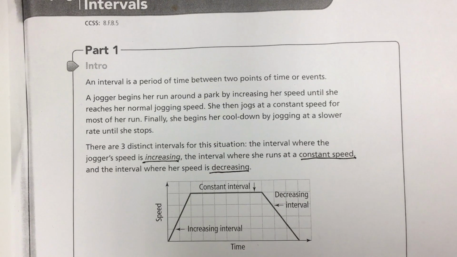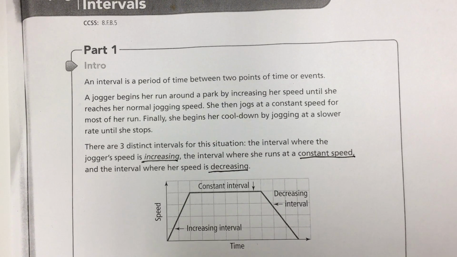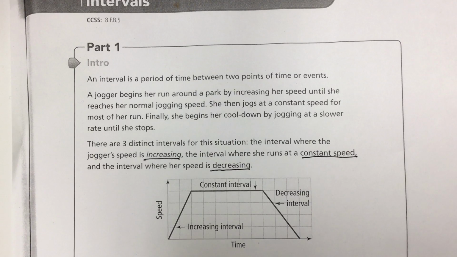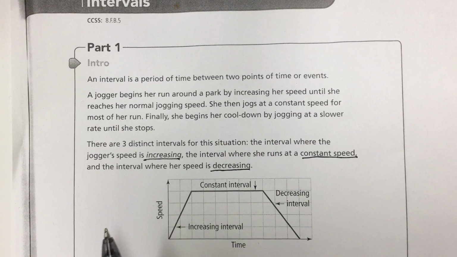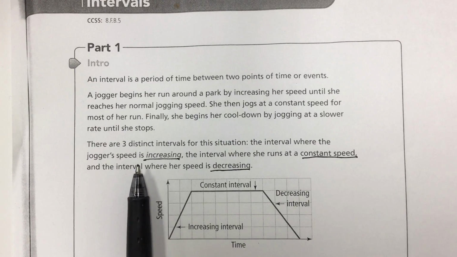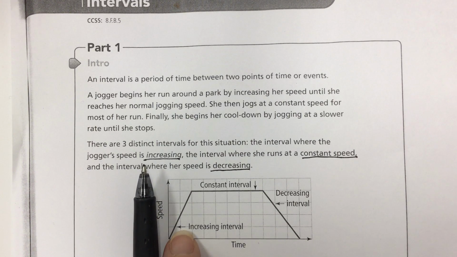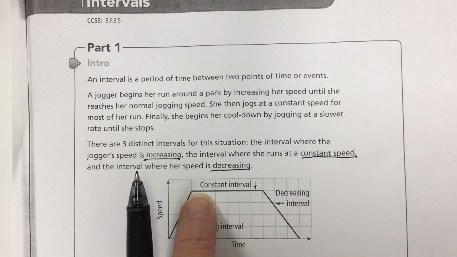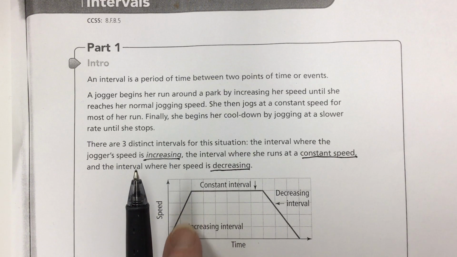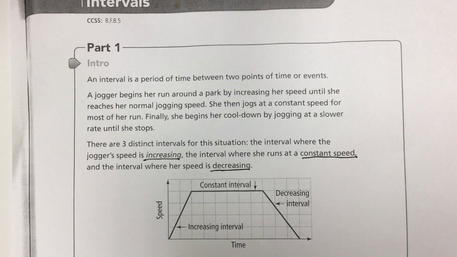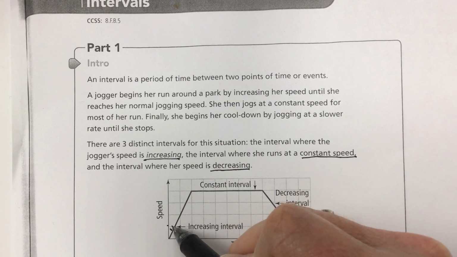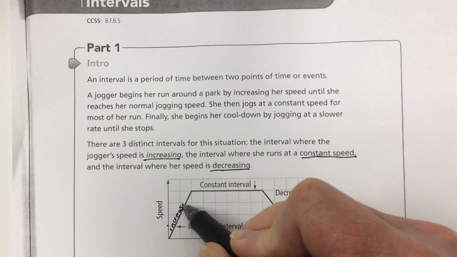So let's look at this graph. This graph has been drawn for us to represent this situation of this jogger. You see here, this is the beginning process. I'm going to use my pen starting on the left. I see that the speed is going upward, okay? So if we have a line slanting upward to the right, this is an increasing interval. So this speed right here represents an increasing interval.